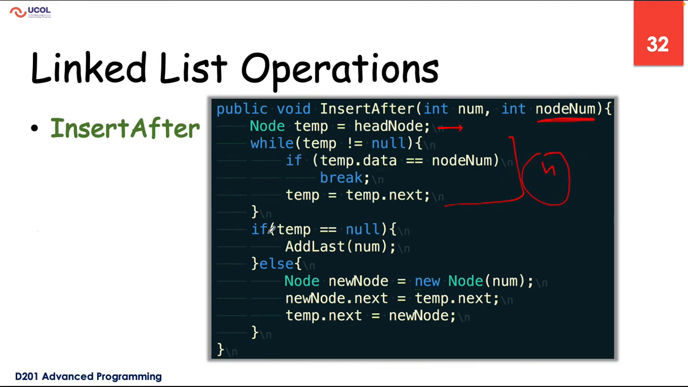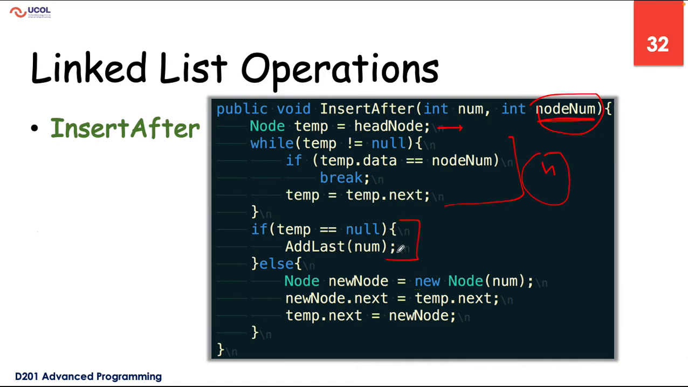Okay, if the temp is equal to null, then add last number, and then we need to add it at the last, because the number that we are looking for in the list does not exist, and if it does not exist, it means that we need to add that particular specific new node at the last. So we already have an add last algorithm, so we can just call that one.